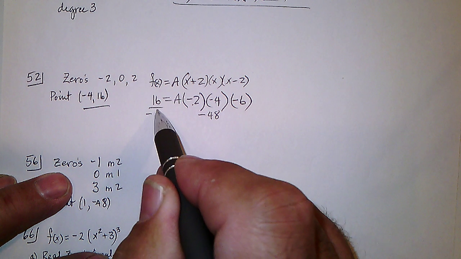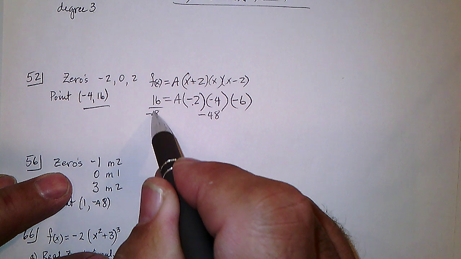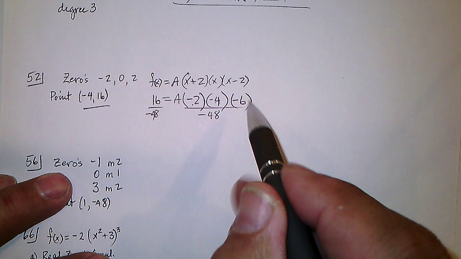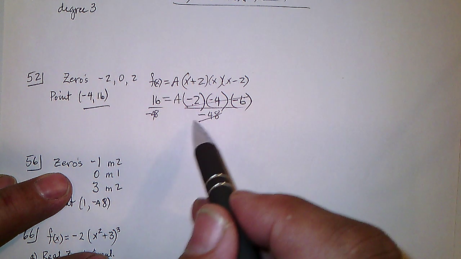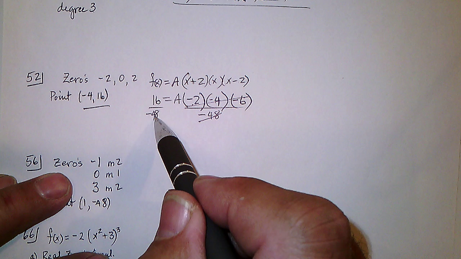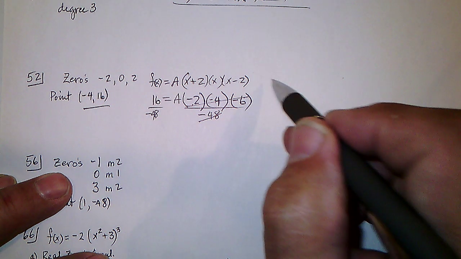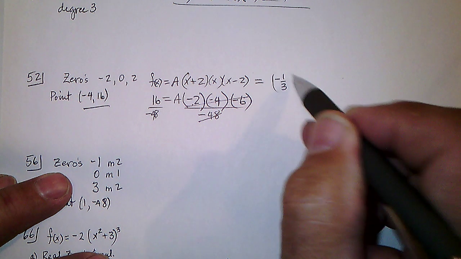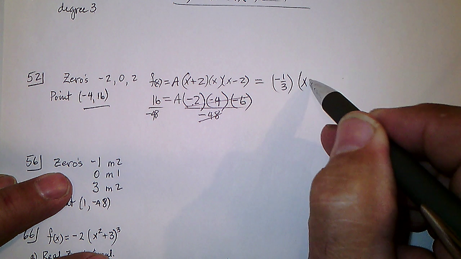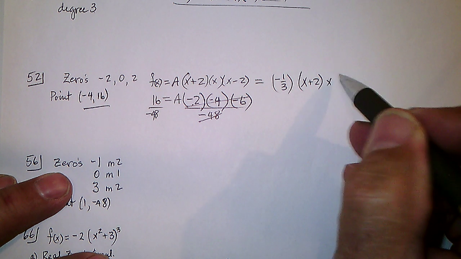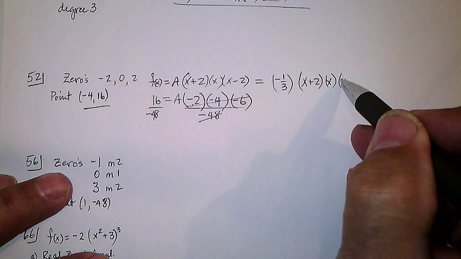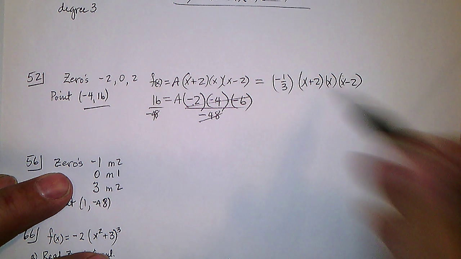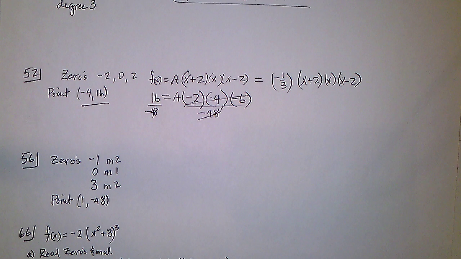So we have 8 times minus 6, which is negative 48. Dividing both sides by negative 48 gets rid of those, and a is negative 1/3. So our function is negative 1/3 times x plus 2 times x times x minus 2. And you could multiply these out, but that's good enough.